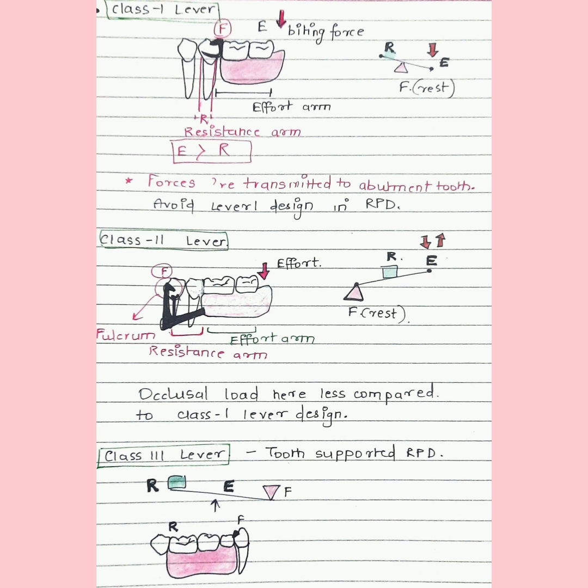More precisely, in a distal extension case, we apply the class 2 lever principle. In a class 2 lever design, we have the fulcrum on one side, effort on the other, and resistance in the center. So when effort, the biting forces, displaces this denture, we have placed the fulcrum far away from it, that is the mesial rest. And the resistance arm here is almost equal to the effort arm, and thus the occlusal load is less compared to the class 1 lever design. We'll understand this in detail as we move ahead to the most important topic of this video. And coming back to this, class 3 lever design is for the tooth supported RPD.